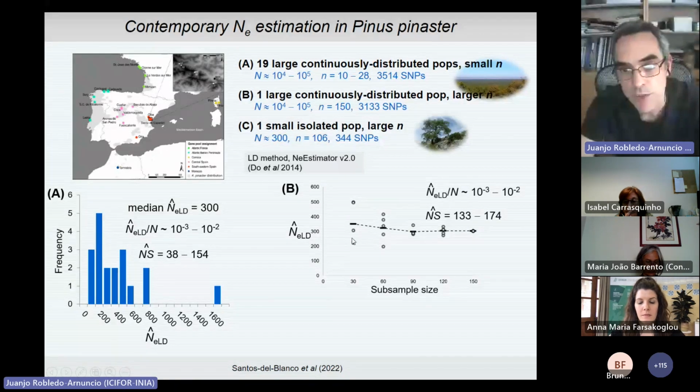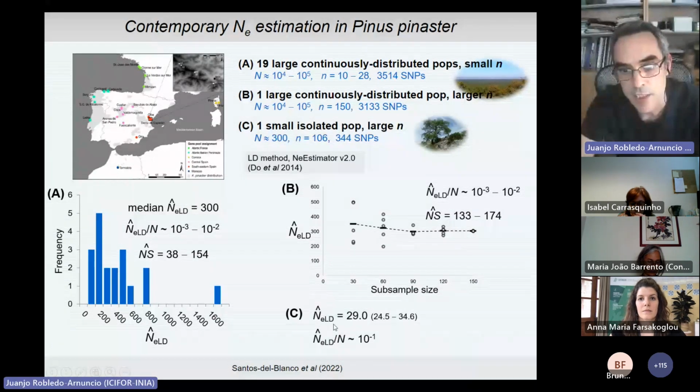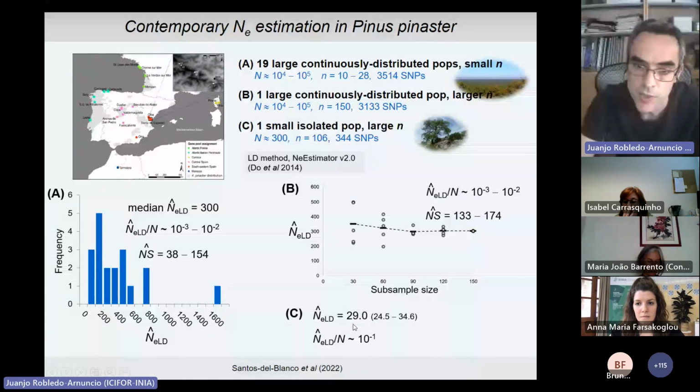In the other large population, you see that the effective population size estimate is also around 300 for different subsample sizes. It was, in all cases, around 300 individuals, and it was also somewhat larger, but in the order of magnitude of the neighborhood size. Finally, in the small population, we got an estimate of 29 for NE, which corresponds to a ratio between NE and N of 10 to the minus 1, which is a bit more normal. We believe that all other estimates in the large populations probably are strong underestimates because of the small sample sizes and because of spatially restricted sampling in the large populations.